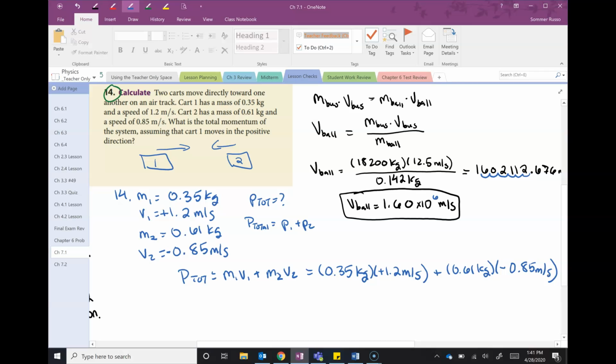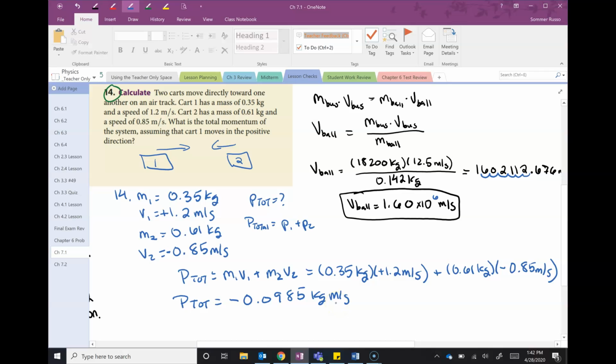All right, and when we plug that into our calculator, 0.35 times 1.2 plus 0.61 times negative 0.85, we get a total momentum of negative 0.0985 kilograms meters per second. All right, because I had kilograms times meters per second plus kilograms times meters per second.